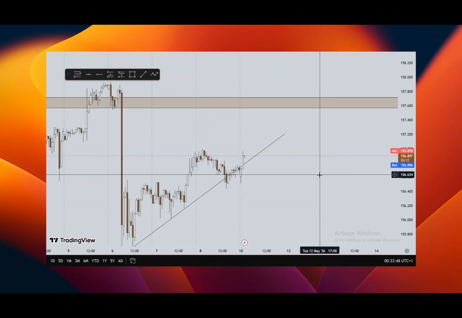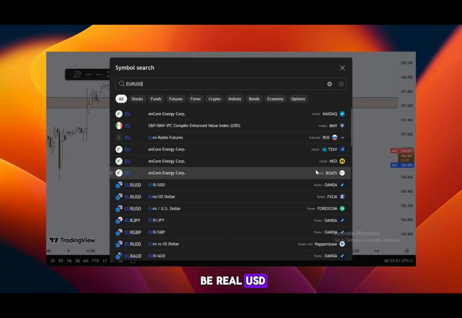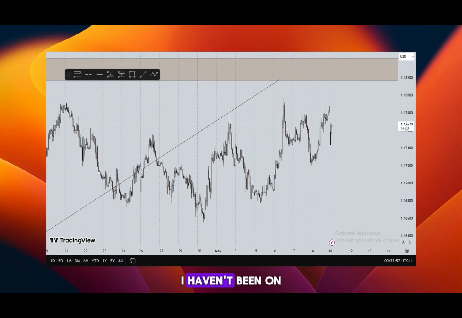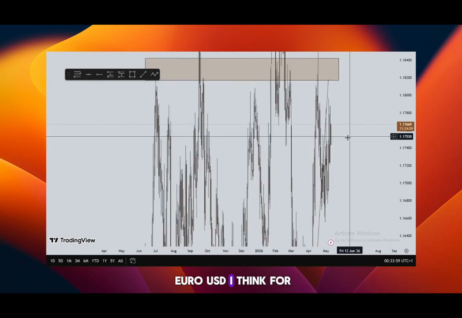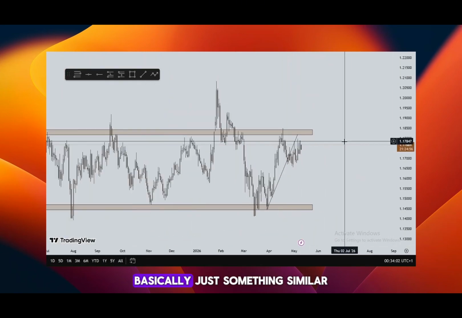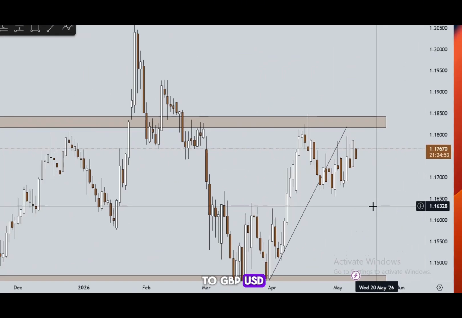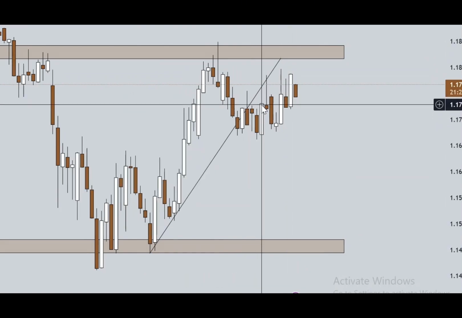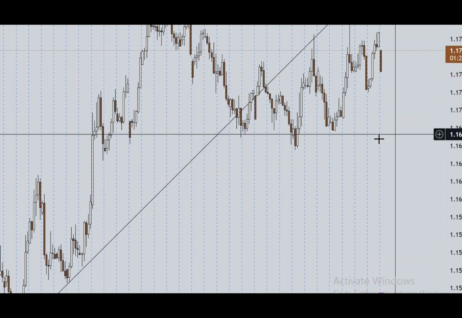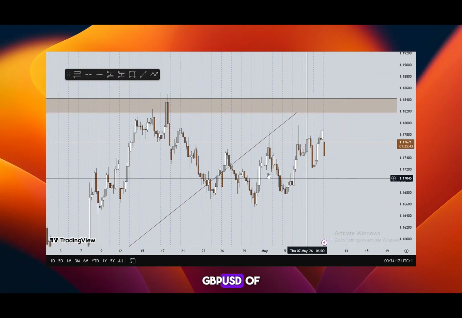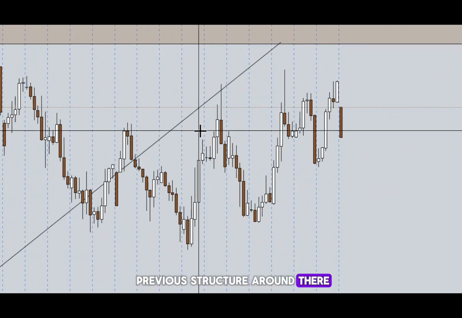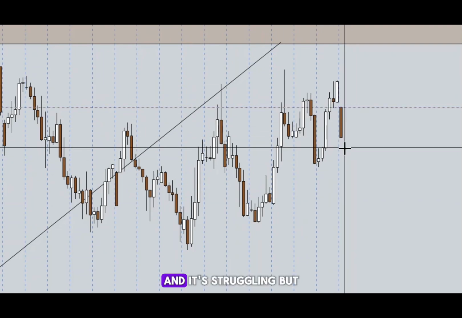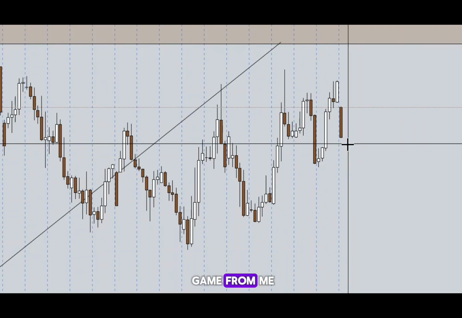I don't know which other one. I think that would be Euro USD. Okay, I haven't been on Euro USD for about a month now. It's basically something similar to GBP USD. It was rallying up, and all of a sudden started doing this. It broke the previous structure around there, and then started forming a bullish structure. But for some reason it can't break the previous high, and it's struggling. But I think it's still going to buy again from there. I just have to find a good entry.